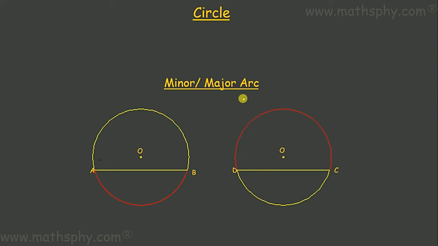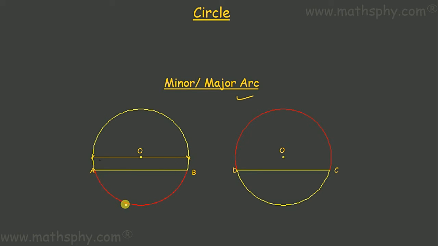Minor or major arc. We have two circles here. Suppose I split this circle into two semicircles like this. Now in this circle I have two semicircles, one this side and one this side. The arc of this semicircle starts from this end and goes to this end. The arc for this semicircle here is from this end till this end.